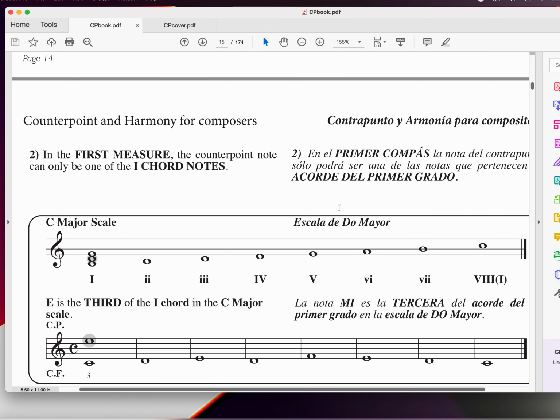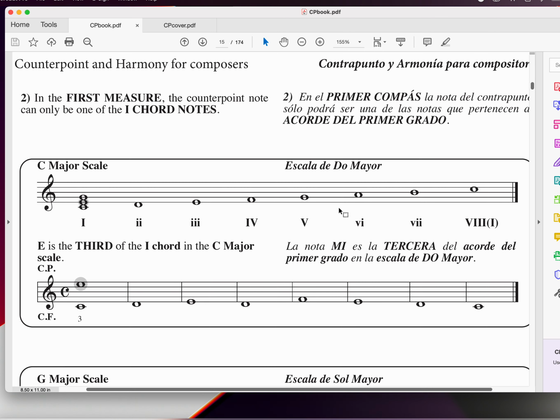Okay, so with that information, we are ready to start our first exercise. Let's just call it an exercise. Is that a song yet? So in the key of C, we made a melody: C, D, E, D, F, E, D, C. It can be any other melody, it doesn't have to be that.